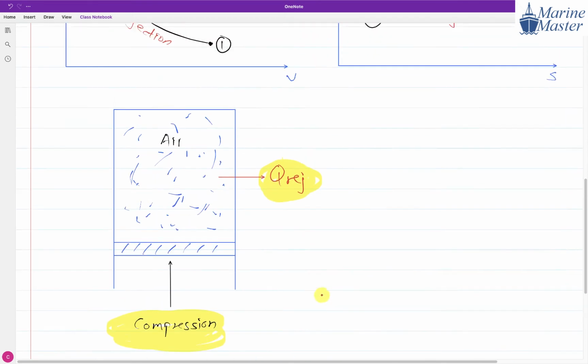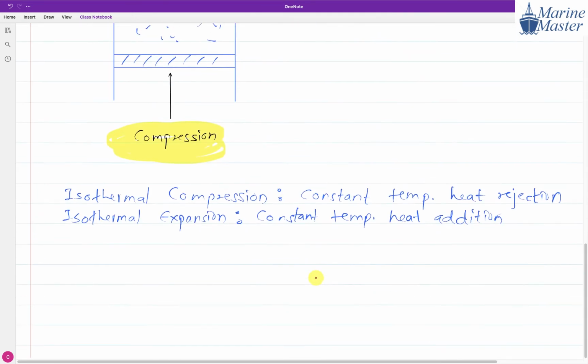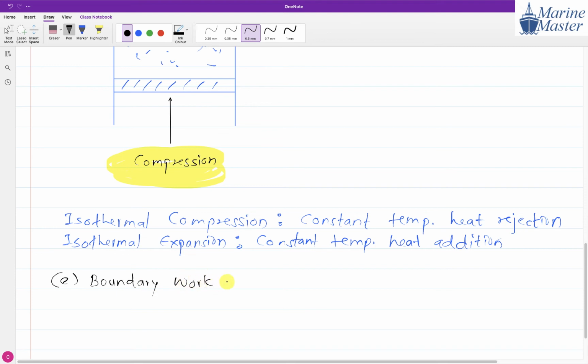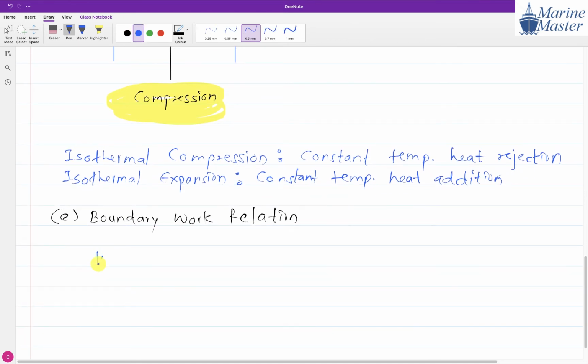Now the next thing, what will be the next point? The E point is the boundary work relation. How do we get the relation for the boundary work? It is the most important relation here, a little bit tricky. We have to memorize this relation.